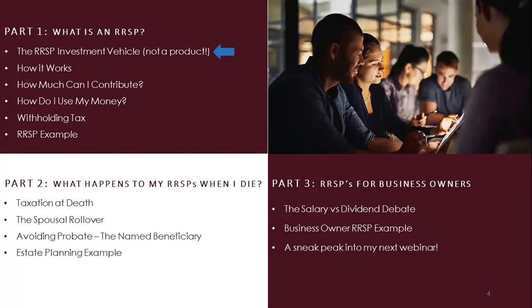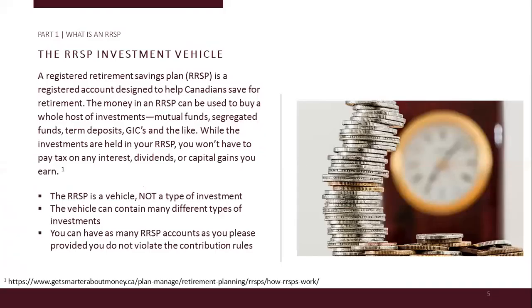Okay, so let's start with what an RRSP is. A registered retirement savings plan, or RRSP, is a registered account designed to help Canadians save for retirement. The money in an RRSP can be used to buy a whole host of investments, such as mutual funds, segregated funds, term deposits, GICs, and many others. While the investments are held in your RRSP, you won't have to pay tax on any interest, dividends, or capital gains you earn.